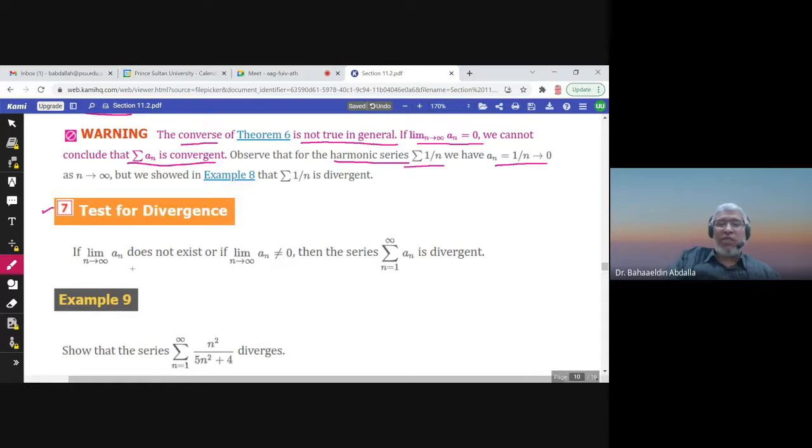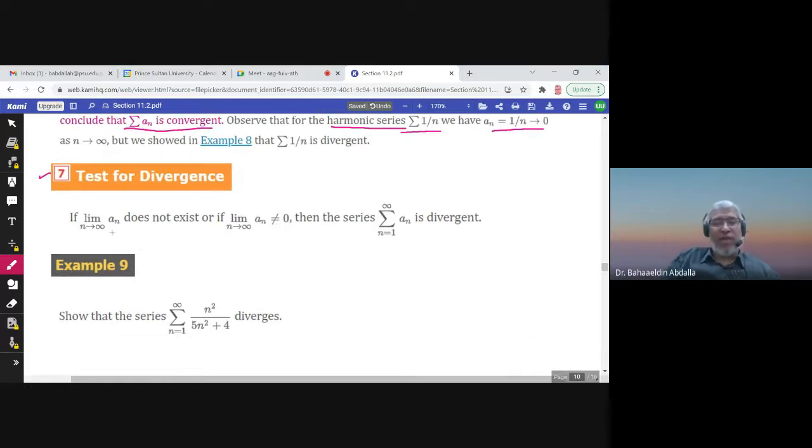So what is the test for divergence? If the limit of an is not 0 or does not exist. Not 0 included, also does not exist, infinity for example. So if the limit of an does not exist or is not equal to 0, then the series is divergent. And this is a very easy test to check immediately whether the series is divergent or not. Just find the limit of an.